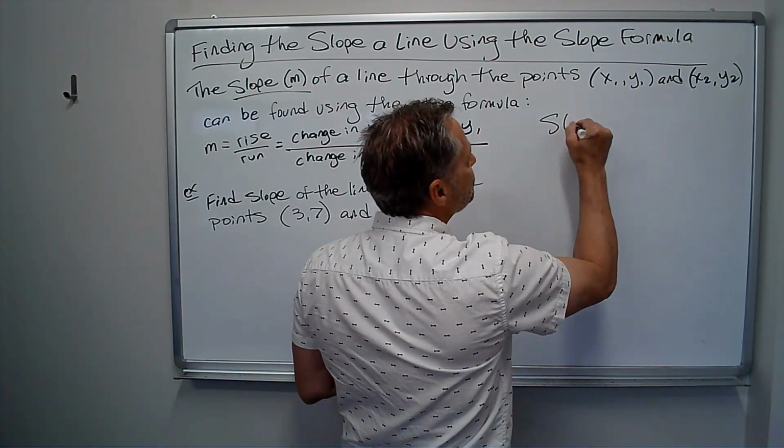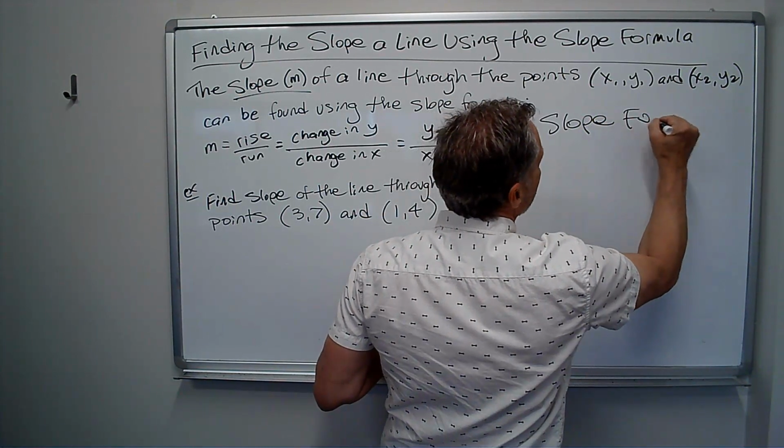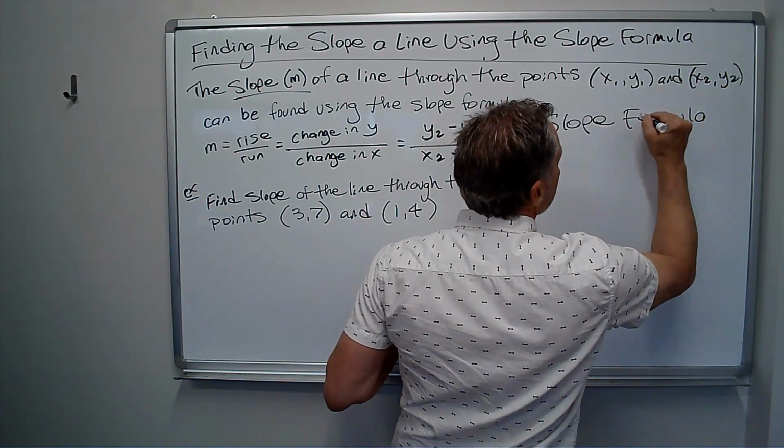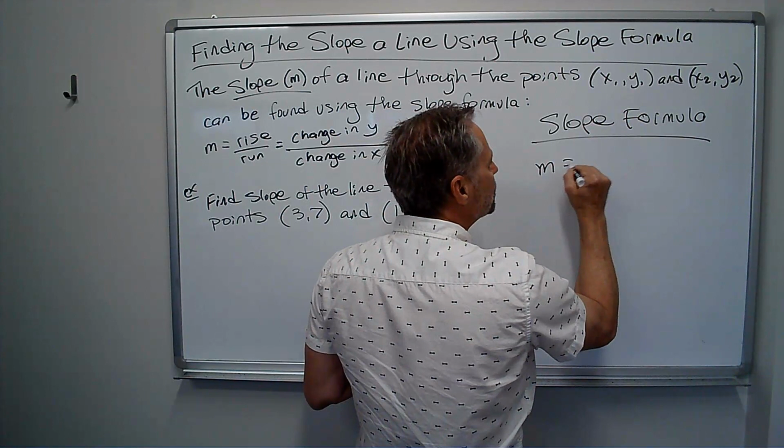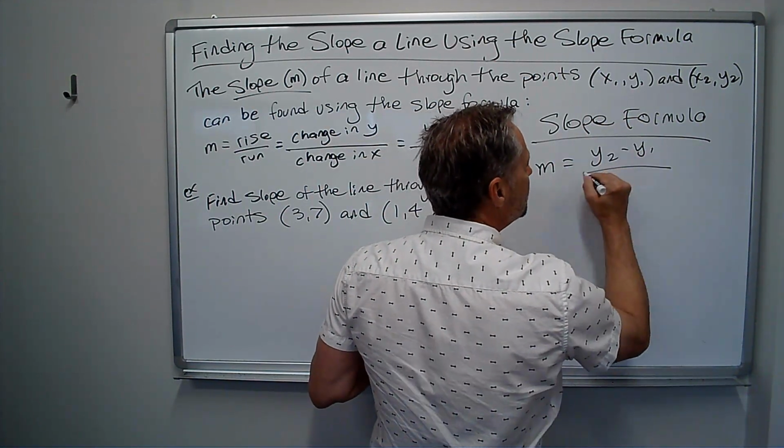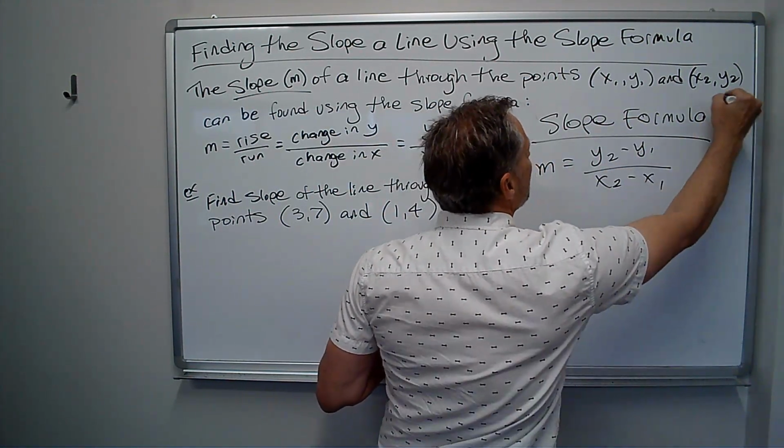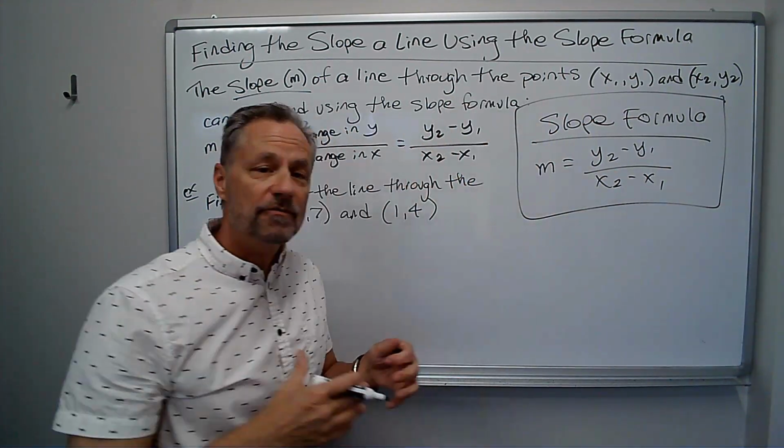So essentially, the slope formula is just m equals y2 minus y1 over x2 minus x1. So that's what you need to remember for the slope formula.